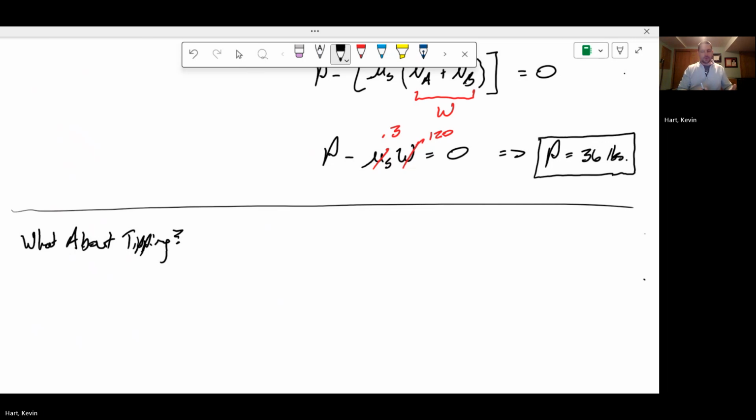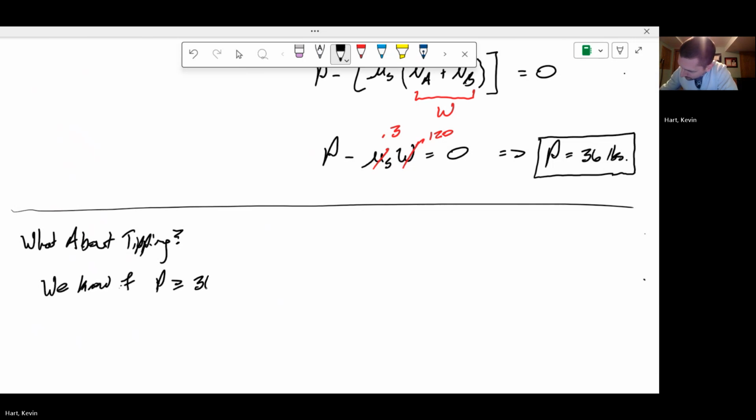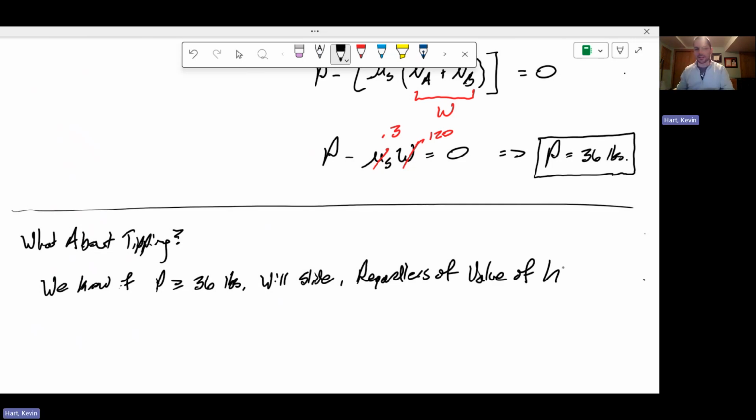Okay. We know that if the force P is greater than 36, this will slide, regardless of the value of H. So it doesn't matter where I apply P vertically if I'm just thinking about whether or not the cabinet will slide. So what that means is the maximum load P that I could possibly apply is 36 before it starts moving. So what I want to do now is say, all right, let's assume that we have 36 pounds acting.